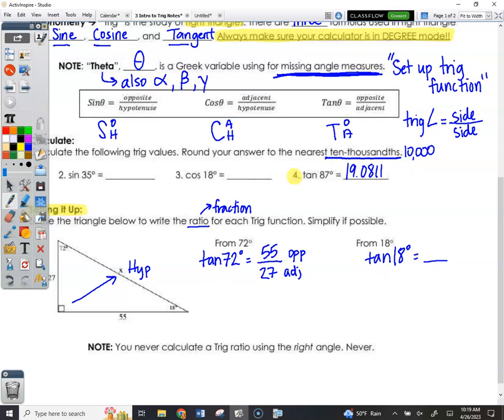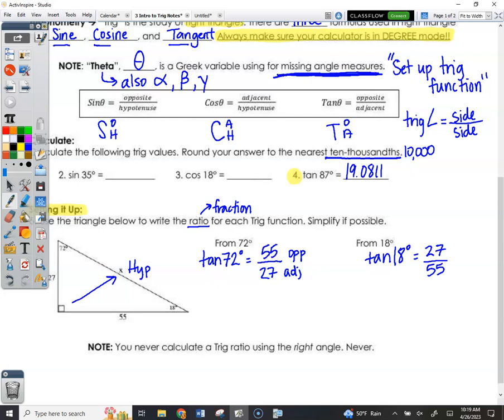Right now, we don't have any variables. This is just practicing setting it up, with all of the numbers given. What is the trig ratio for tan 18? 27/55, right? Everybody agree? How did you get that? Because the formula for tan is opposite over adjacent, and from the 18, opposite is 27 and adjacent is 55.